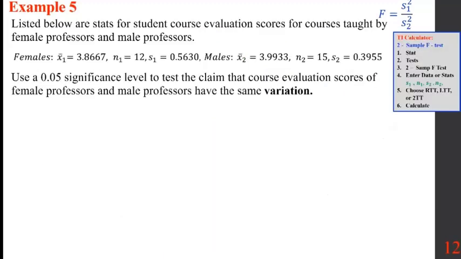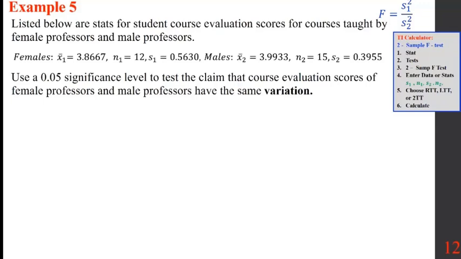Here's another one. Listed below are stats for student evaluation scores for courses taught by female professors and male professors. Females: X bar 1 equals 3.8667, N1 equals 12, S1 equals 0.5630. Males: X bar 2 equals 3.9933, N2 equals 15, S2 equals 0.3955. Use a 0.05 significance level to test the claim that course evaluation scores of female professors and male professors have the same variation.